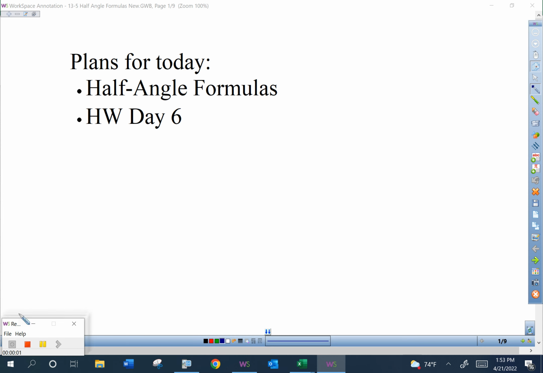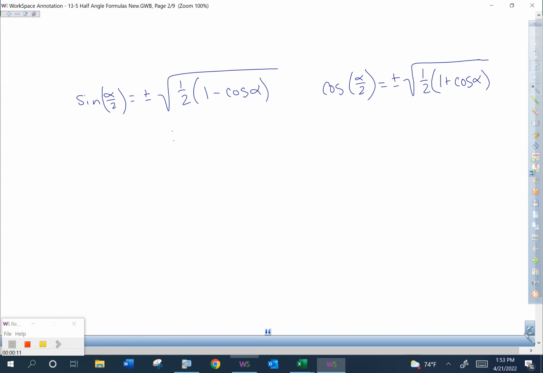Alright folks, today is the last section in Chapter 13. We're going to talk about that last section on your blue note card, the half-angle formulas. Okay, so I brought them up here. They're kind of messy, and they're messy for a couple reasons.